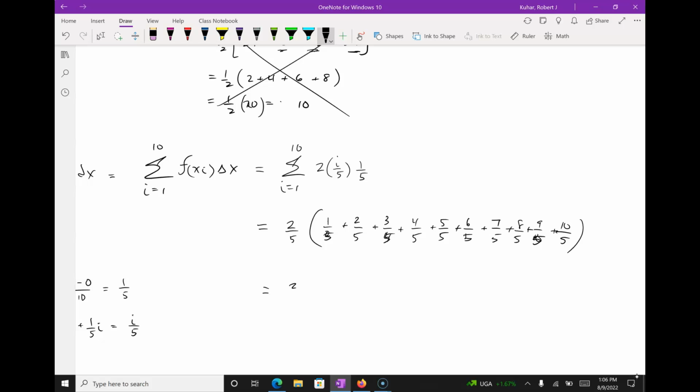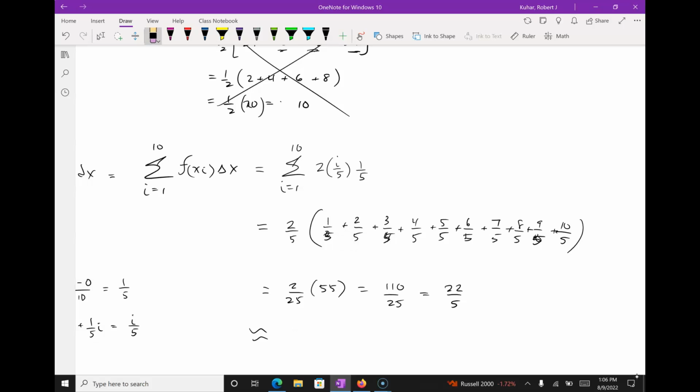Wow, so I get 2 over 25, right? I factor out that bottom 5, and then 6, 10, 15, 21, 28, 36, 45, 55. Sorry, 11, 22 over 5, right? Hey, that's pretty close to 4. 4.4.